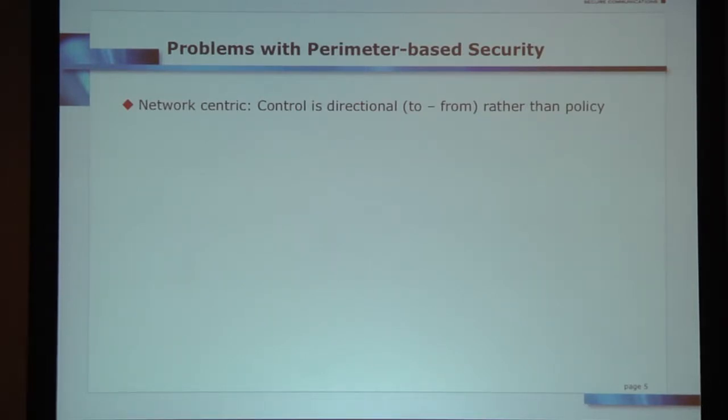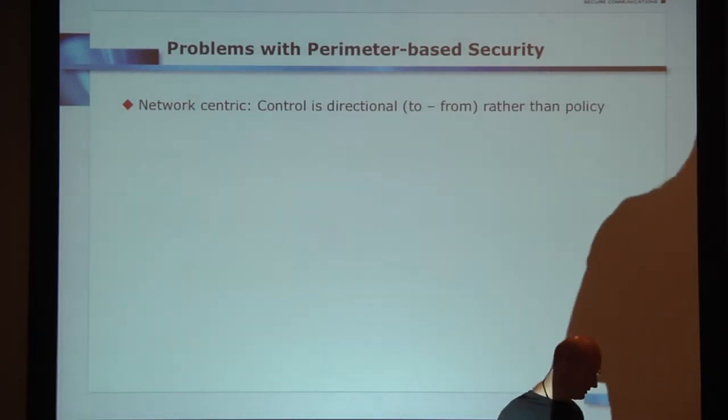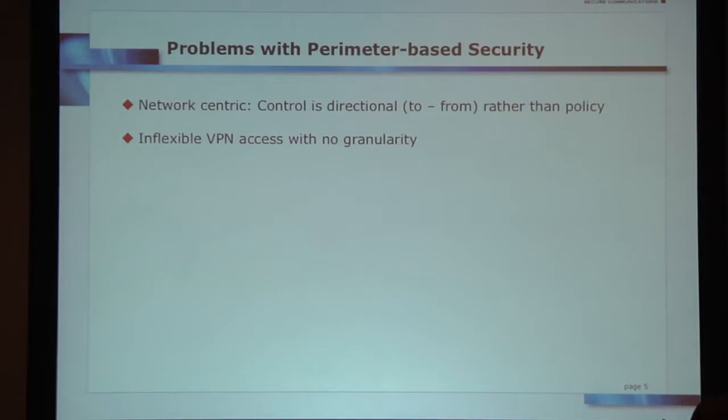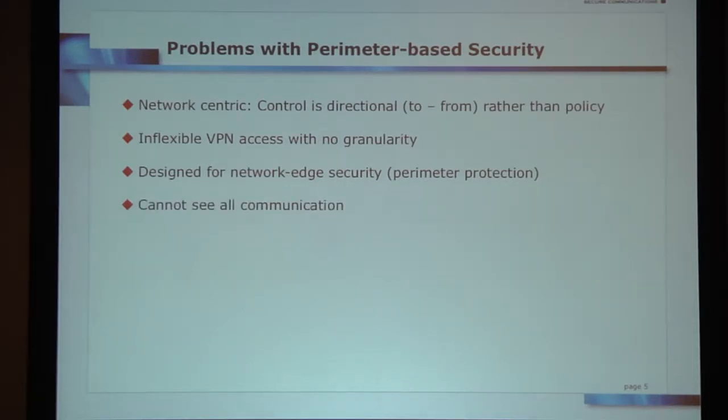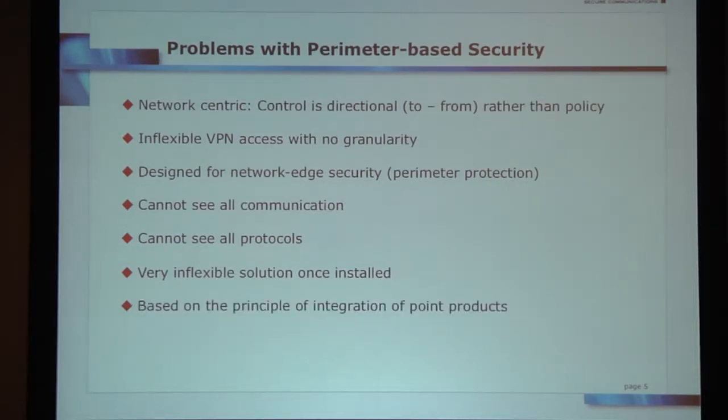So what's the problem with perimeter-based security? Well, first and foremost, it's a network-centric approach, right? The control is directional to and from rather than having a holistic policy. For remote access, for the most part, we deal with rather inflexible VPN access with no major granularity. And it's really designed for network edge security, right? That classical perimeter protection approach. We typically can't see all the communication, we can't see all the protocols that are passing through the perimeter, and it's a rather inflexible solution once it's installed. And it's really all based on the principle of integration of point products.